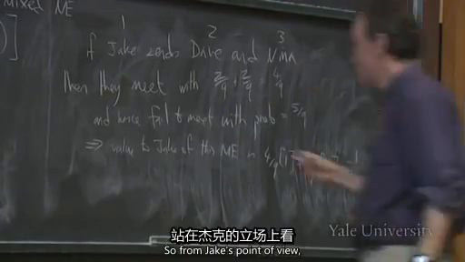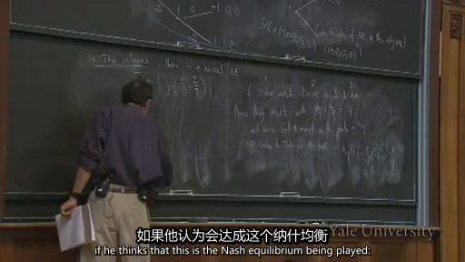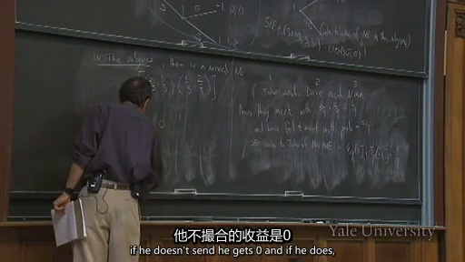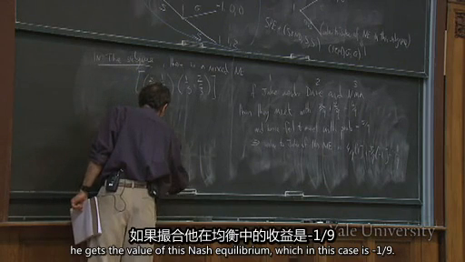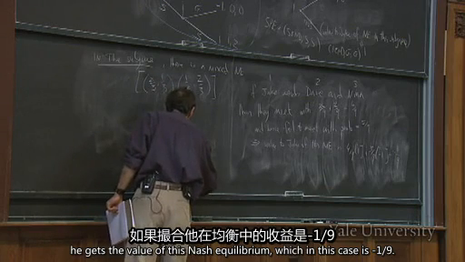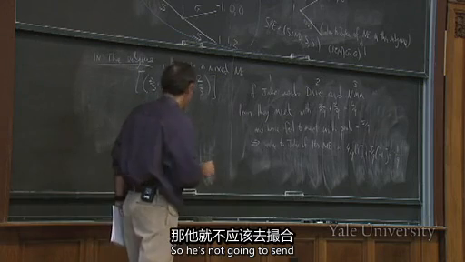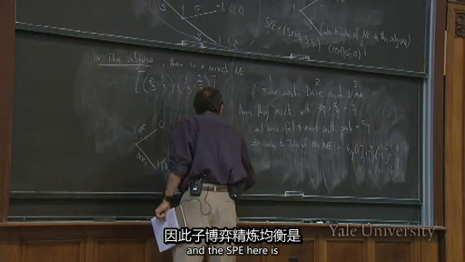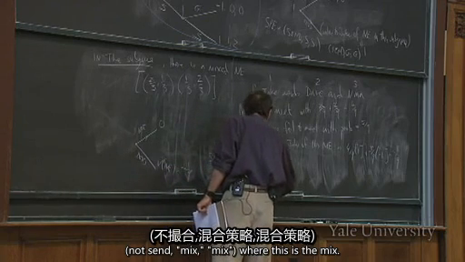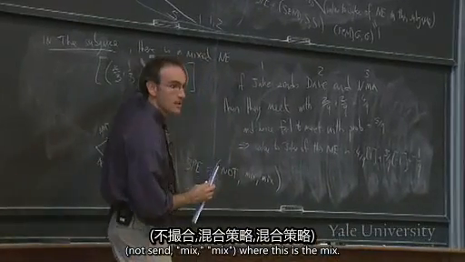All right. So from Jake's point of view, what this game looks like, if he thinks that this is the Nash equilibrium being played, if he doesn't send, he gets 0, and if he does, he gets the value of this Nash equilibrium, which in this case is -1/9. So he's not going to send. All right, and the SPE here is not send, mix. All right, where this is the mix.